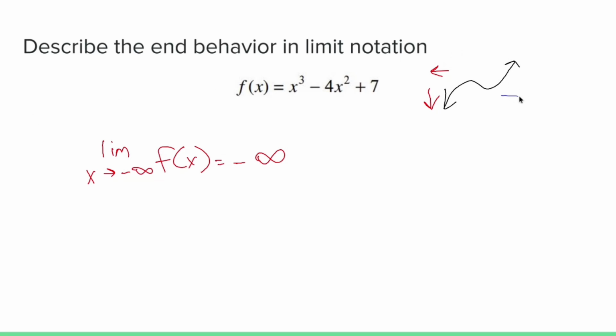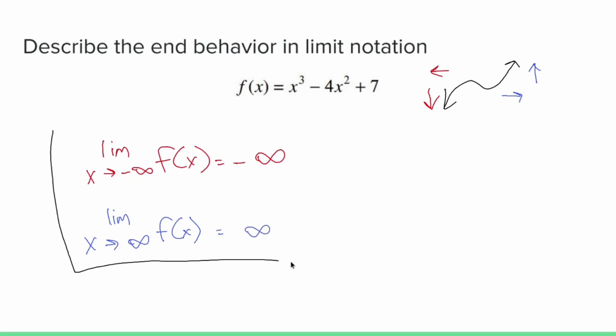Now, as I move to the right is going to be my limit as x approaches positive infinity. As I move to the right, my graph goes up towards positive infinity as well. So the limit as x approaches positive infinity of f of x is also going to be positive infinity. And that is my limit notation and behavior stuff. Very important for pre-calculus, very important for regular calculus.